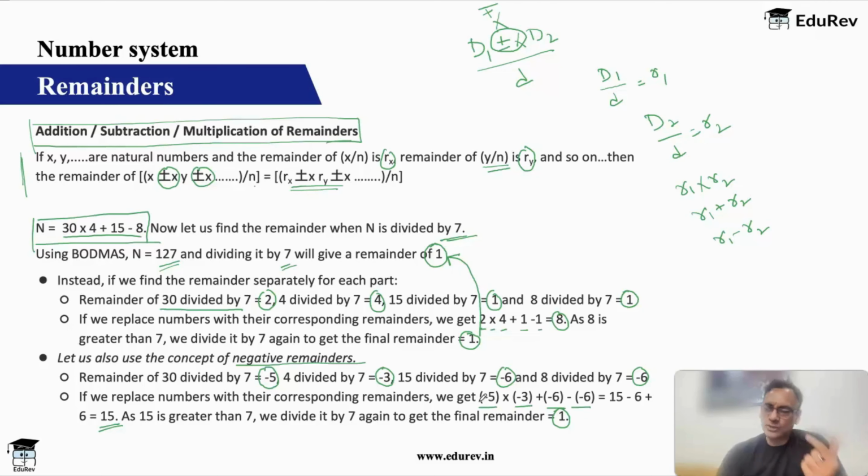So as you can see, you can take positive remainders, you can take negative remainders, whatever you want you can take. You just keep the same arithmetic operators as was with the dividends and you'll get the same answer.